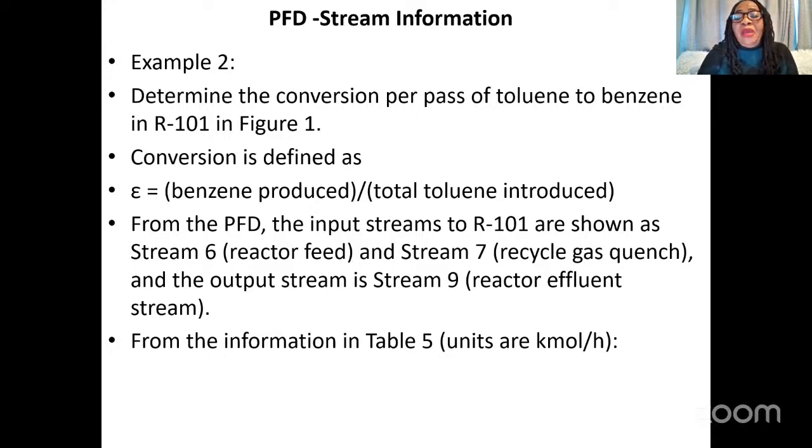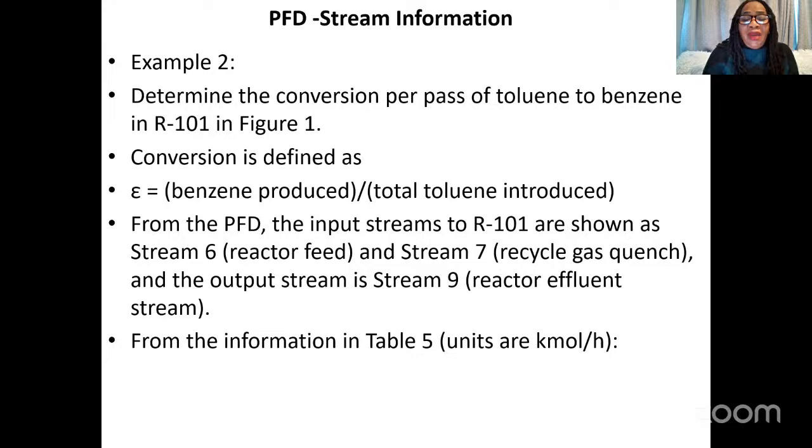Determine the conversion of toluene to benzene. What is the conversion? In R101, in that figure 1, how do we define conversion? Conversion, in the case of benzene here, is simply the benzene produced divided by the toluene introduced. That's conversion. So from the PFD, the input streams to R101 are stream 6 and stream 7. And then the output is stream 9.